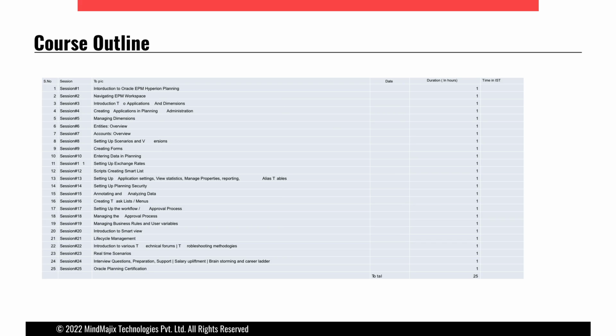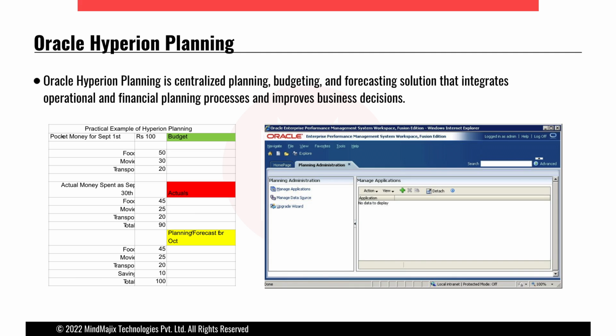And then this fourth category comes as managing business rules and user variables. So this is basically a calculation where we will write some calculation script. Okay, this is the part where a little bit of scripting comes, where you will see, suppose I want to copy this data from September to October. So how do I write a script to copy this data from here to here? So that is basically explained in the business rules.